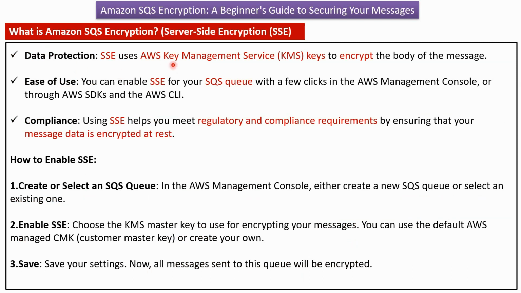Data protection: server-side encryption uses AWS Key Management Service keys to encrypt the body of the message. Ease of use: you can enable server-side encryption for your SQS queue with a few clicks in the AWS Management Console or through AWS SDKs and AWS CLI. Compliance: using server-side encryption helps you to meet regulatory and compliance requirements by ensuring that your message data is encrypted at rest.